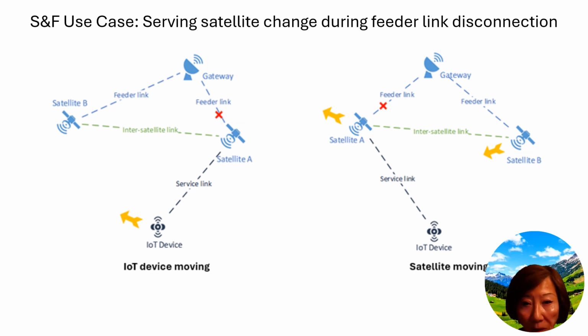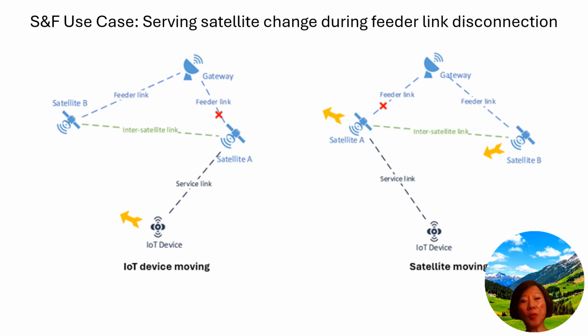Now let's take a look at the right diagram, which is labeled satellite moving. This scenario depicts a static IoT device, but the serving satellite changes due to the movement of the satellites in their orbit. Initially, satellite A serves the IoT device but has a disconnected feeder link, also indicated by the big red cross that you can see. As satellite A moves out of range, satellite B takes over, serving the IoT device, and has an active feeder link to the gateway.